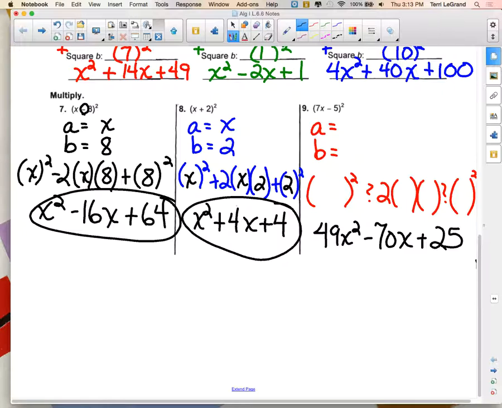So what's A? 7x. What's B? 5. So, are those parentheses important around that 7x? Uh-huh. Okay. How about this question mark here? What should I change it to? Subtraction. Why subtraction? Because why? 7x minus 5. Yeah, because of that minus right there, right?